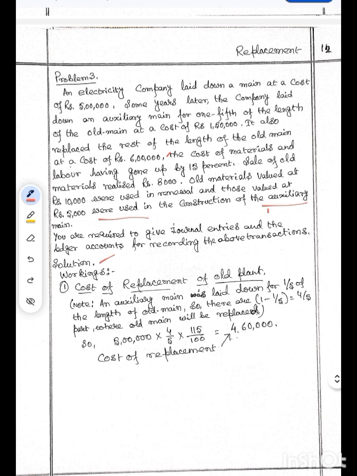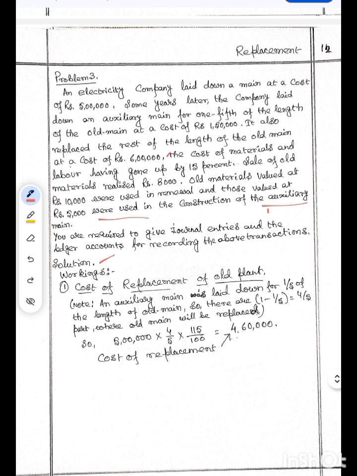Okay, so what is the speciality? That in the old plant, suppose out of the total area, 1/5 area is new part, that is auxiliary main. A new main has been installed. Okay, this is the speciality of this problem.